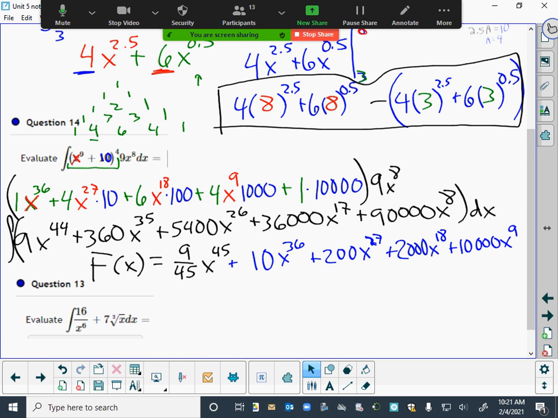Okay. So this is an antiderivative of x to the 9th plus 10 to the 4th, x to the 9th plus 10 quantity to the 4th power times 9x to the 8th. And 9 over 45, of course, reduces as well. I could have written that as just a 1/5.